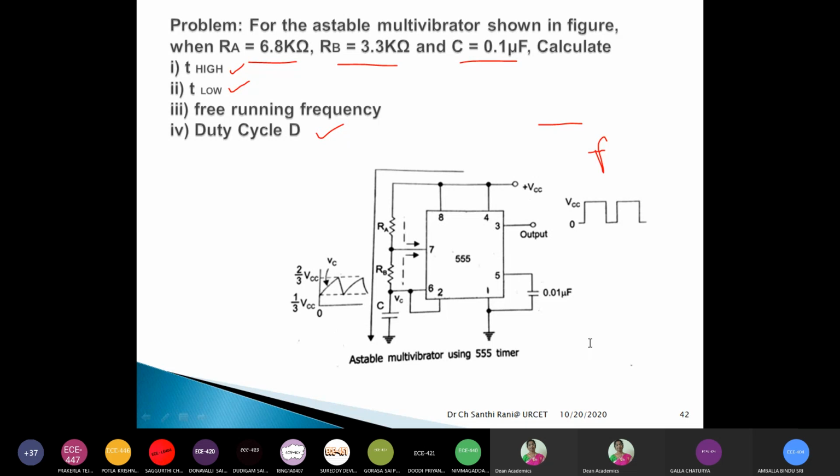Now calculate, all of you. T low is equal to 0.69 RC, that is 0.69 into RB, right? RB is 3.3 kilo ohms and C in microfarads. All of you calculate what is T low. After completing this problem, we will stop. Okay, don't be in a hurry to close the class. T low is equal to how much? 0.227. Okay, 0.23 milliseconds we got here.